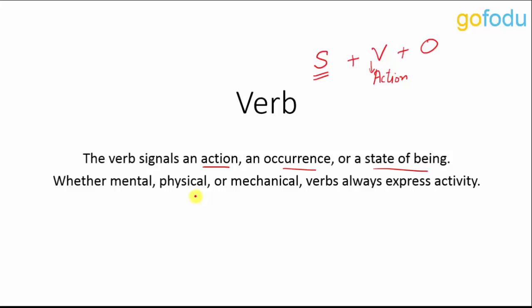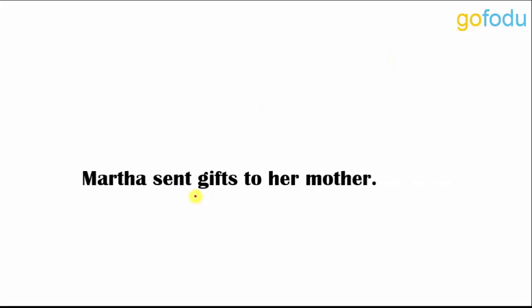A verb, based on its categorization, can be mental, physical, mechanical. All of them express activity. Now let's see an example. Martha sent gifts to her mother. Now over here, sent is the verb. Martha is the person who sent, so Martha would be the subject and the rest would be the object.